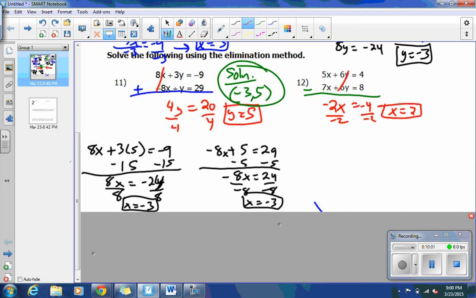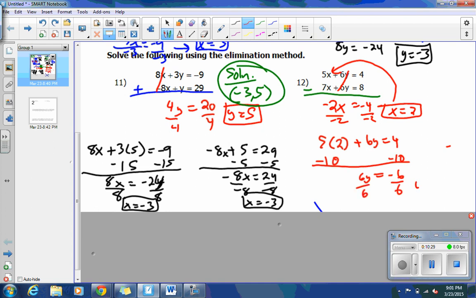Awesome. I'm just going to plug this in for the one equation this time. And we'll have 5 times 2 plus 6y equals 4. We know that 5 times 2 is 10, so I'm just going to subtract 10 from both sides right away. And you have 6y equal to negative 6. And when you divide both sides by 6, you get y equal to negative 1. So with that, our solution, I thought we did green here.